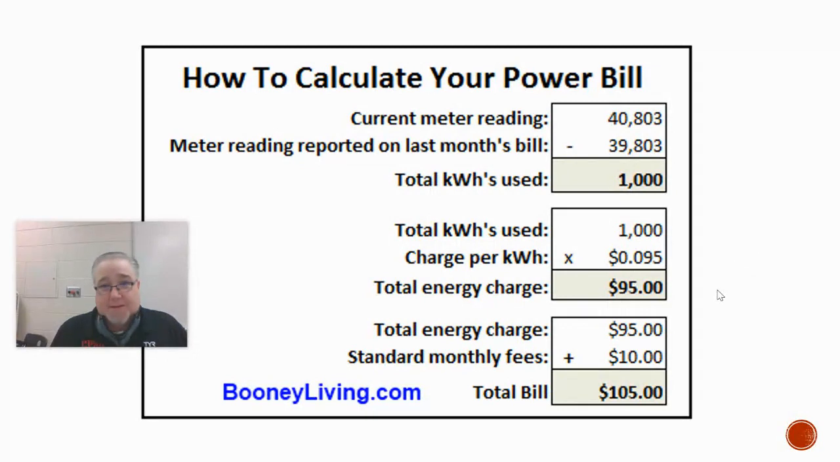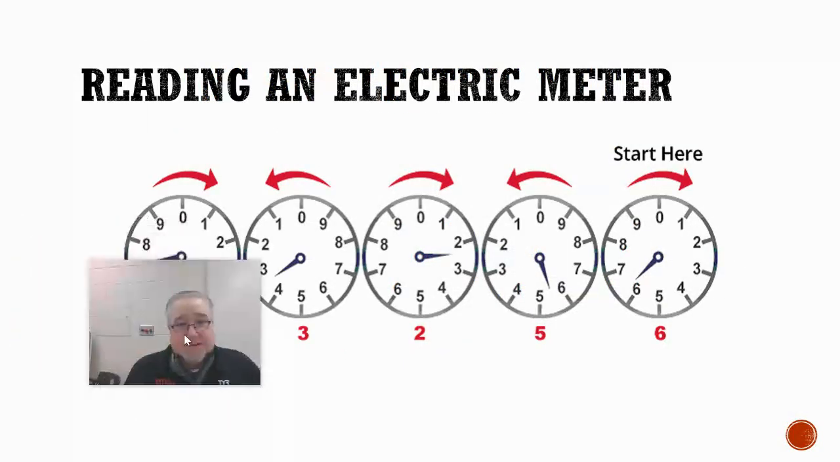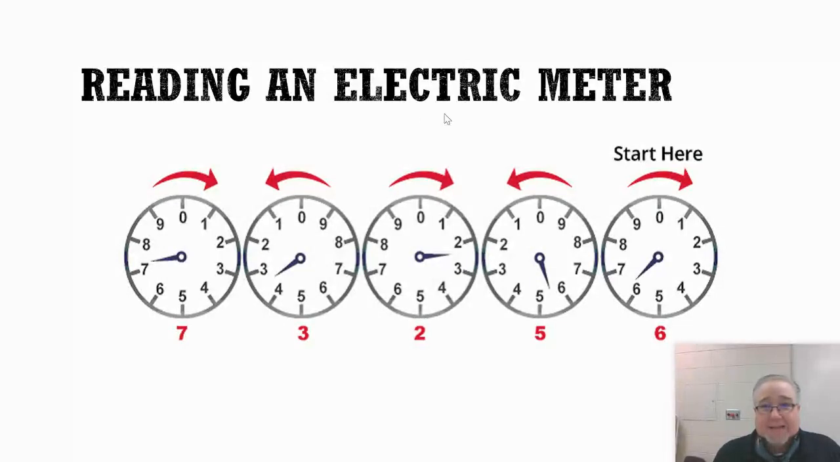This is a kind of old school electric meter. Most of the ones now are digital, but I still think it's important to be able to read an electric meter. Whenever we read these, we always start from the right. See where it says start here. Look at this kind of like a clock, even though it doesn't go up to 12, it goes up to 10. If you start here, we're just going to move in a clockwise fashion.